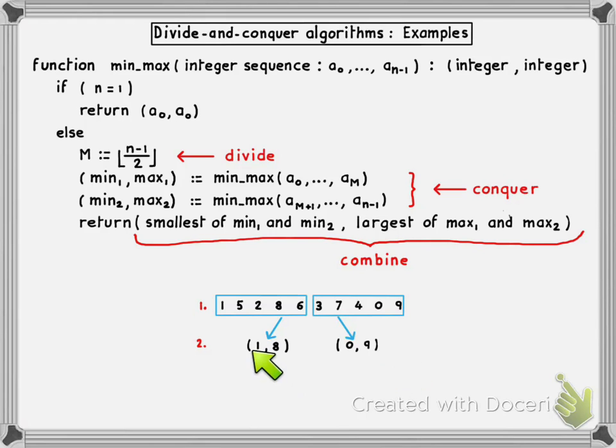So what is the minimum of 1 and 0? Well, the answer is 0. And what is the maximum of 8 and 9? The answer is 9. Therefore, the overall result is 0, 9, where 0 is the minimum value in the sequence and 9 is the largest one. Now notice in this case, it so happens that both the min and the max were found in the second subsequence, but of course they could have been both in the first subsequence, or one could be in the first subsequence and the other in the second one. This algorithm will work in all of these cases.